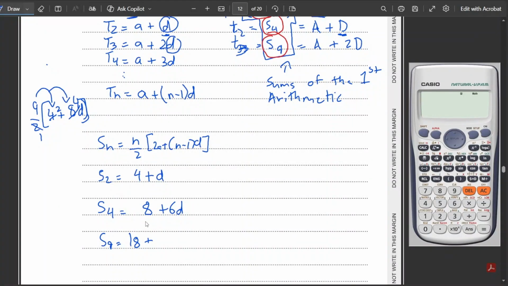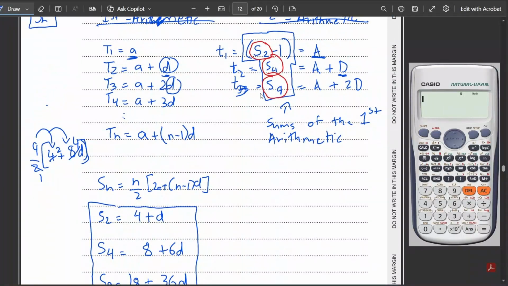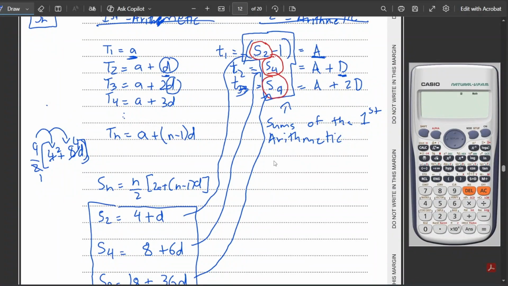9 times 4 is 36, so this is going to be 36d. Now these are the values for S2, S4, and S9. Here's what I can do for these values. Instead of S4, I could put in this value. Instead of S9, I can put in this value. And instead of that S2 minus 1, I can put in that S2 in there, and then it's S2 minus 1. So what's S2?